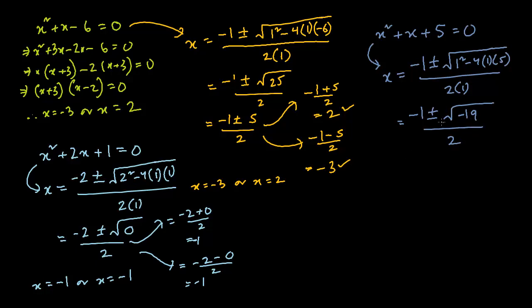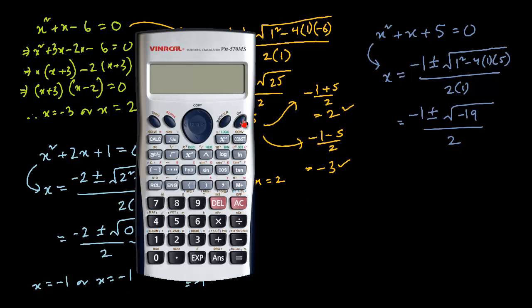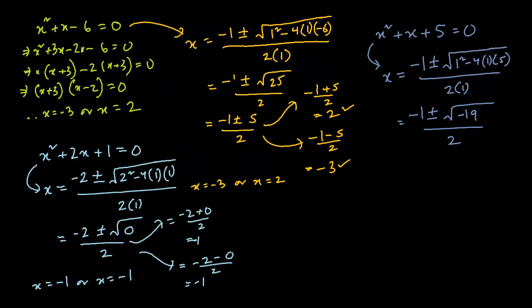Now here we have to calculate what is root of minus 19. If we take out our calculator, we will see that the square root of minus 19 is a math error. It means it cannot be found. We cannot calculate the square root of a negative number.